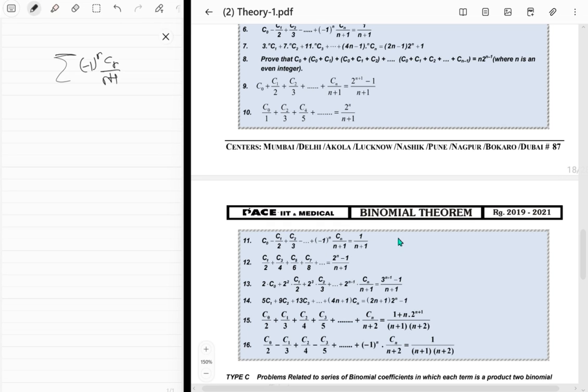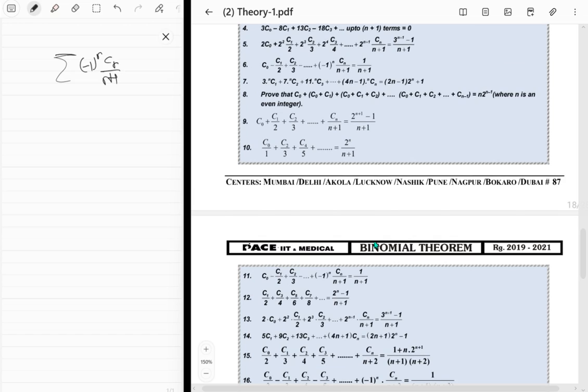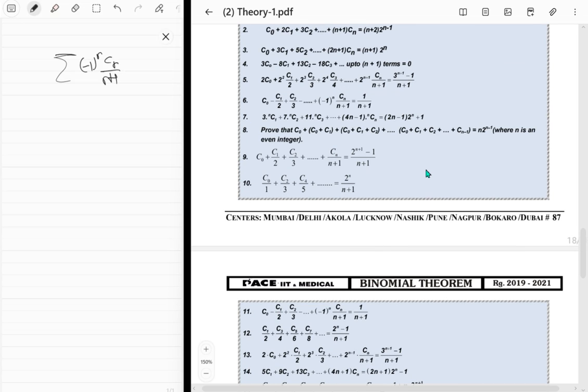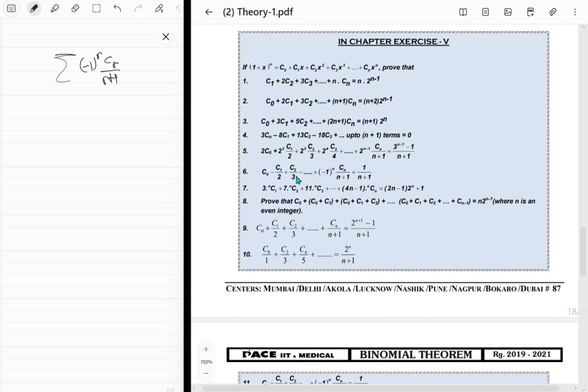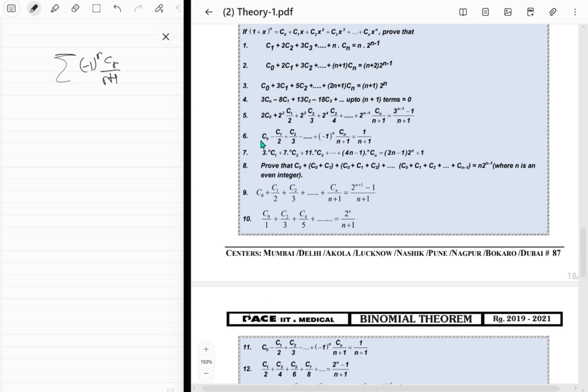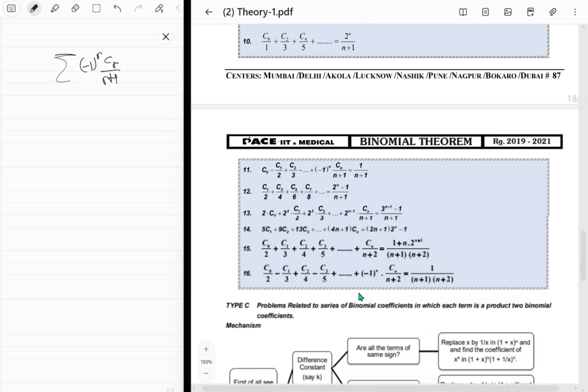Wait, have we not seen this before? Hey, we have seen this before. Where did it go? Look at sixth and look at 11. It's the same thing, just repetition of the same thing. Fine, so sixth and 11th are the same. That means 11 is also done. 13th.